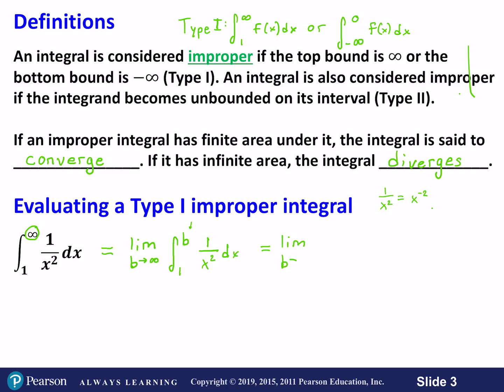So we're going to keep this limit throughout the problem. This is going to be, so we increase the power by 1, so now it's negative 1, and so it's negative 1 over x. And we divide by that new power, which is negative 1, which is where we come up with that. And we are evaluating from 1 to b. So now we are going to plug in our bounds of b and 1.